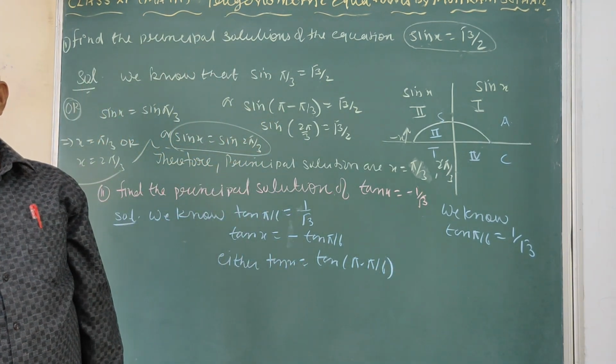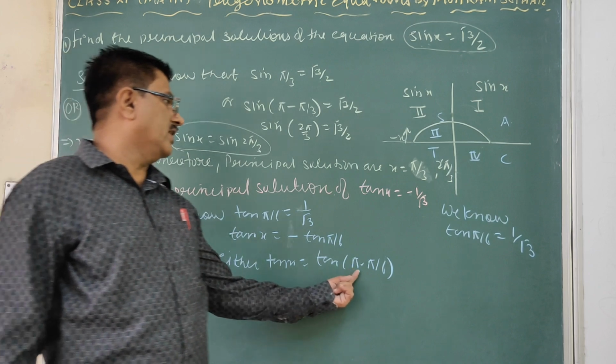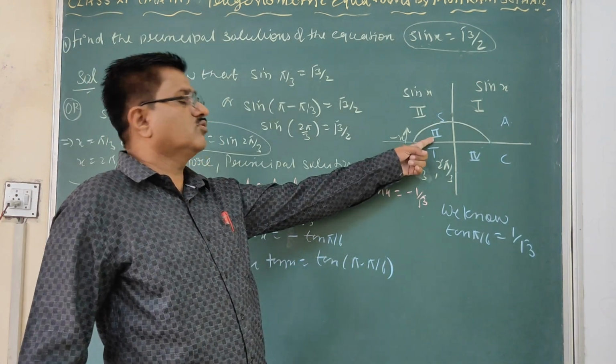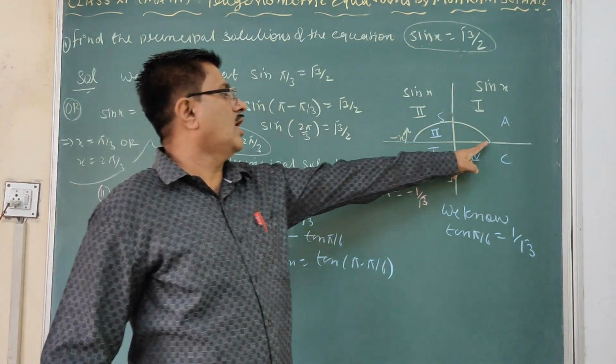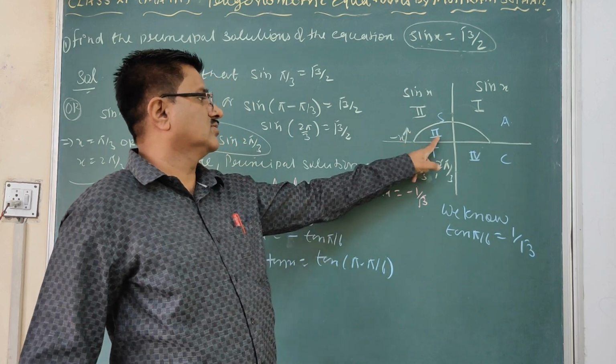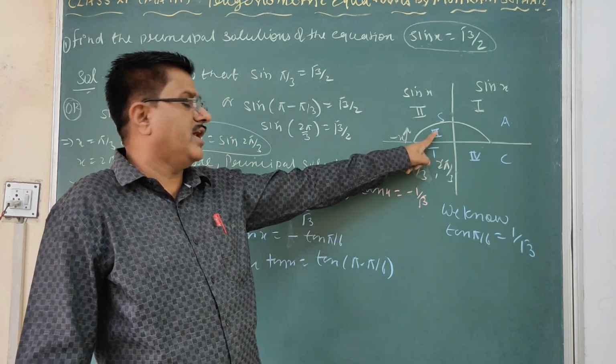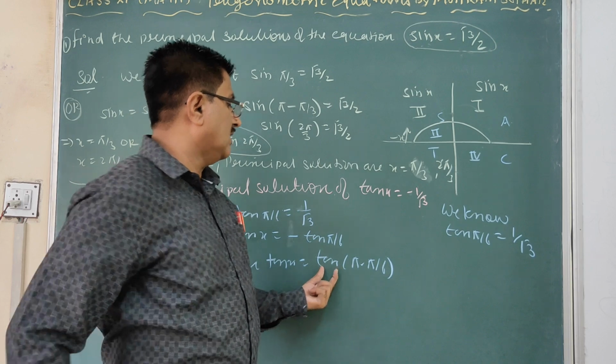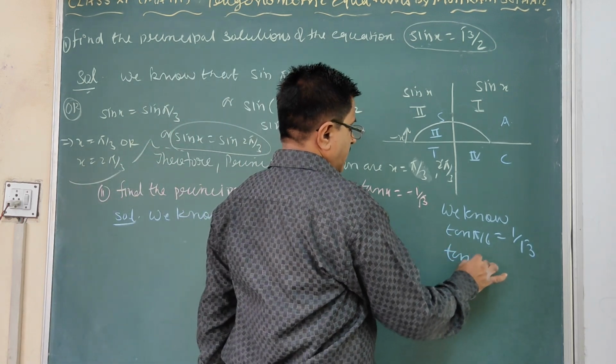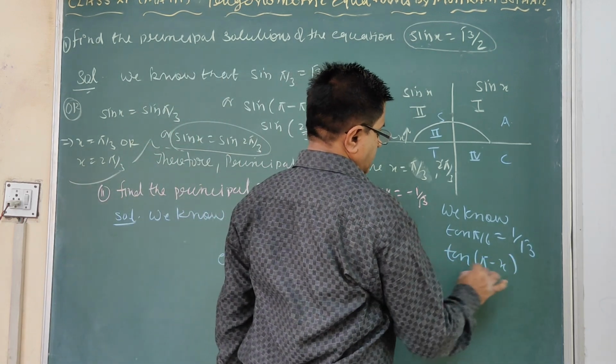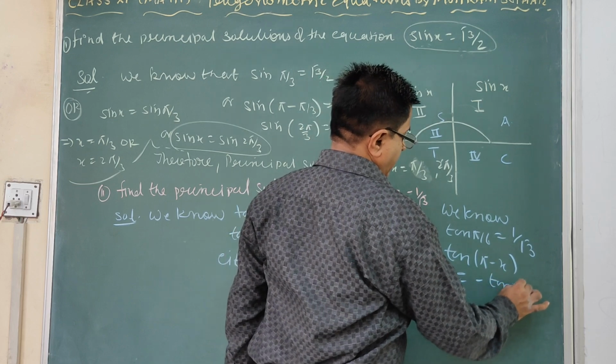This is very important. Why we write tan pi minus pi by 6? We have to move in second quadrant. So up to this pi, then minus theta. So we are in second quadrant. In second quadrant, tan is negative. We have already given the formula: tan pi minus x equal to minus tan x.